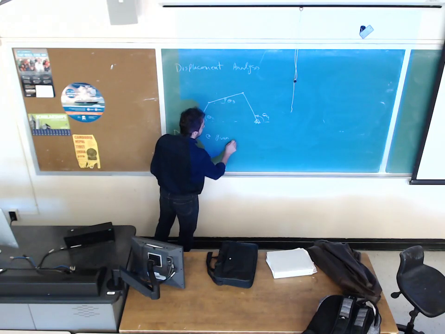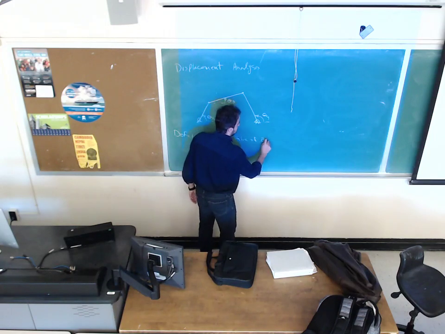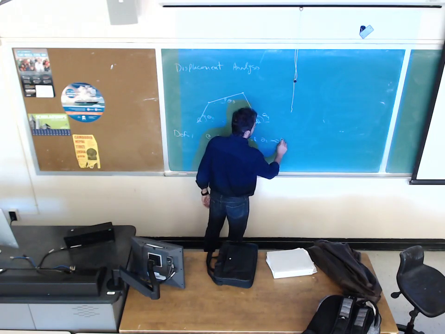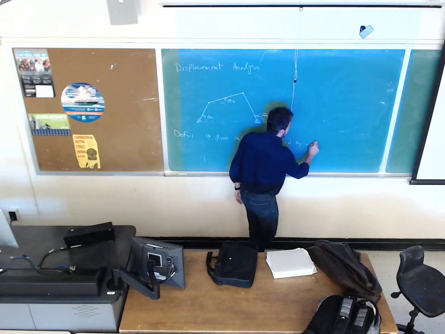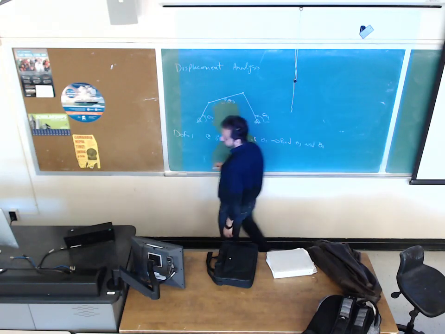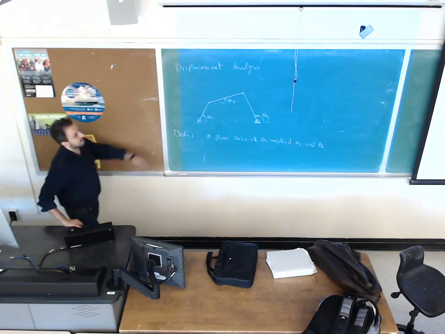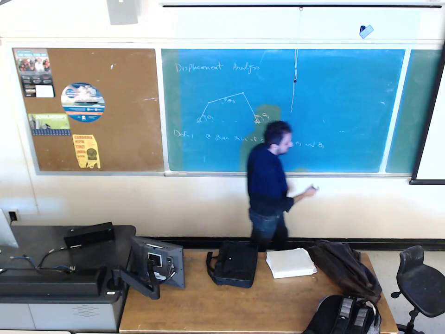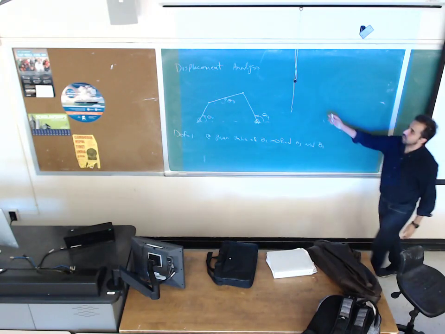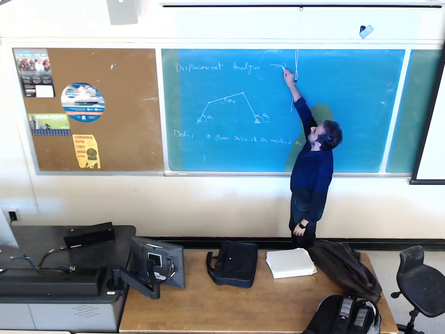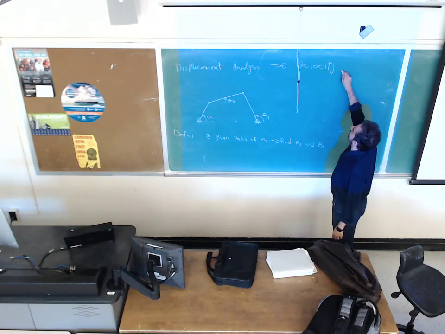A given value of theta 2, find theta 3 and theta 4. So a mechanical mechanism is a system which is moving. So meaning we can have velocity analysis.